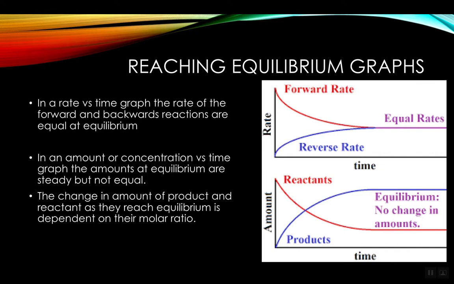If it's an amount or a concentration versus time graph, then the amounts at equilibrium have to be steady, so we get no change in amounts, but they don't have to be equal to each other. When we look at the change, the amount from where they started to where they end up at equilibrium, that has to be dependent on their molar ratio. So in this example, the reactant line goes down basically by the same amount that the product line goes up. That would indicate a 1-to-1 ratio. If it was 1-to-2, then the product line would have to go up twice as much as the reactant line goes down.